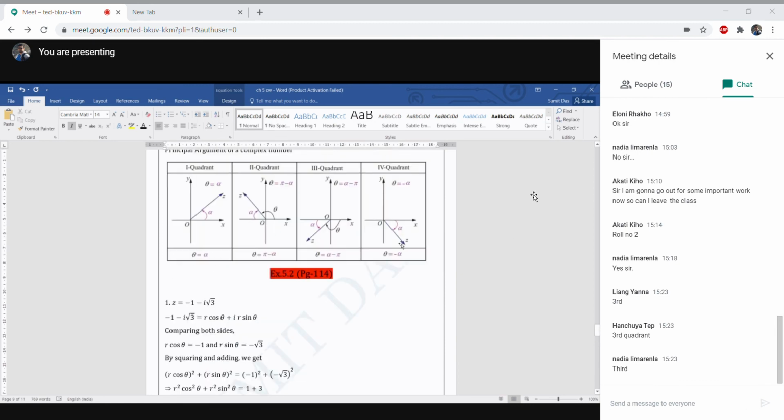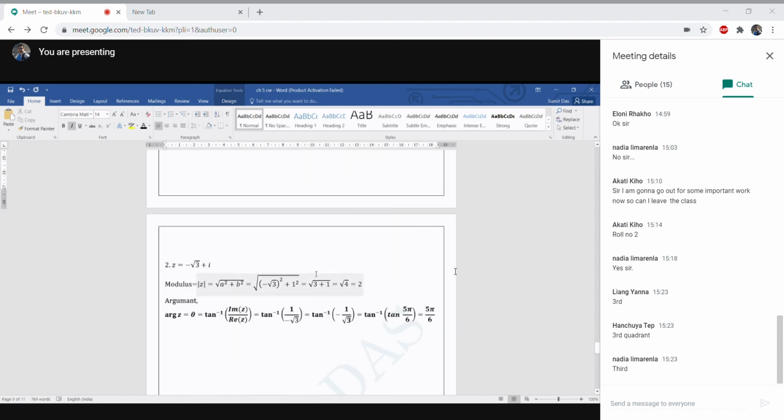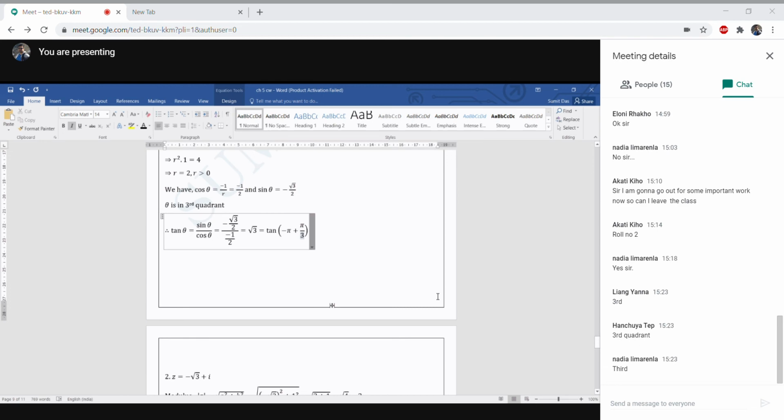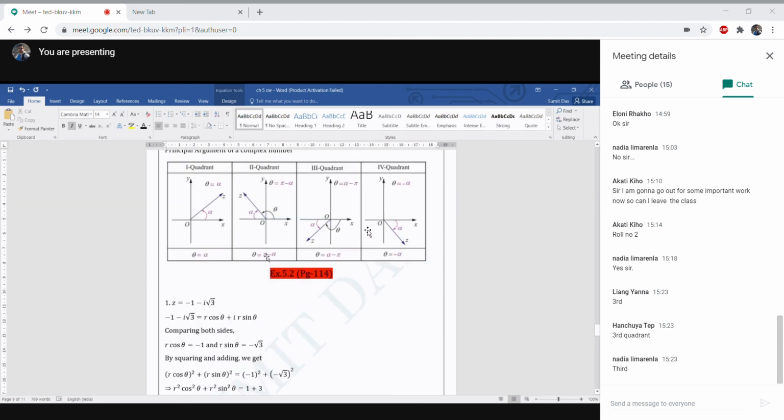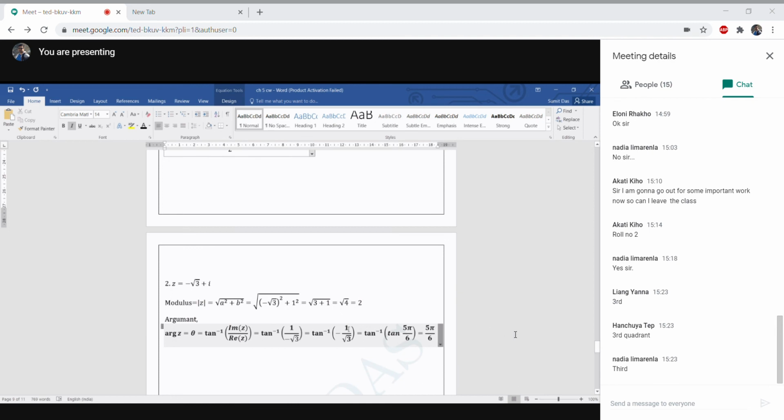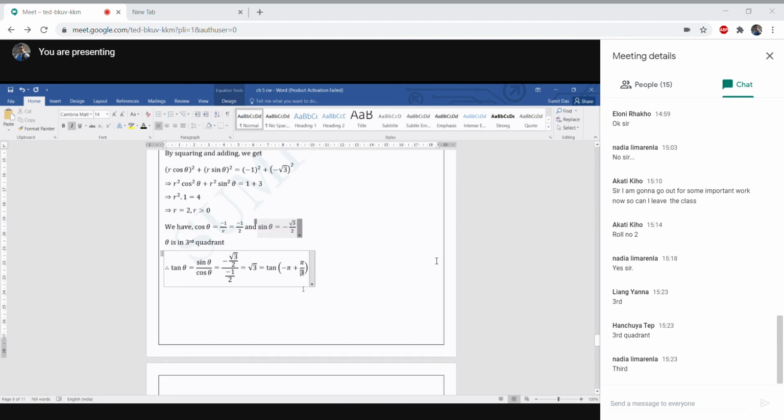Last one, in the fourth quadrant we write minus alpha. In the second question, in which quadrant was it? In the second quadrant, right? In the second quadrant we write pi minus alpha, where alpha is the angle, and the principal argument is pi minus alpha. So look here, we wrote pi minus pi by 6, since 1 by root 3 is the pi by 6 value. So this is the question.